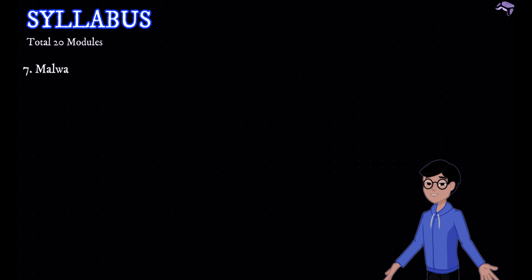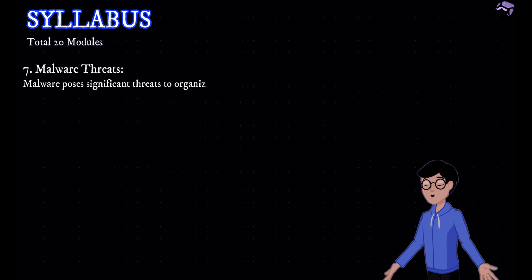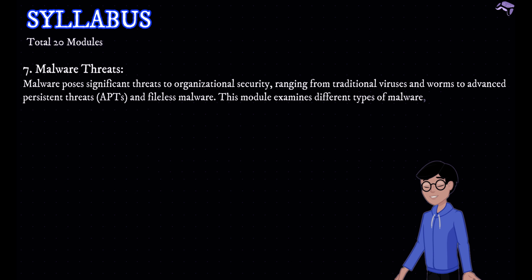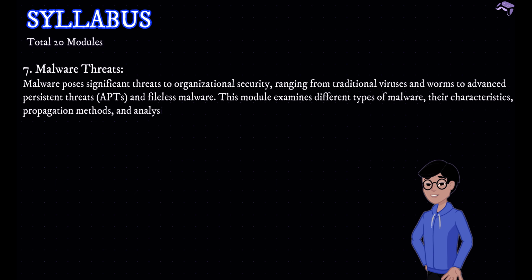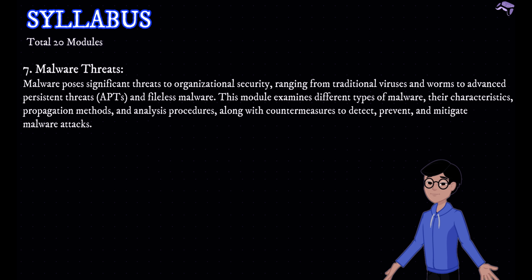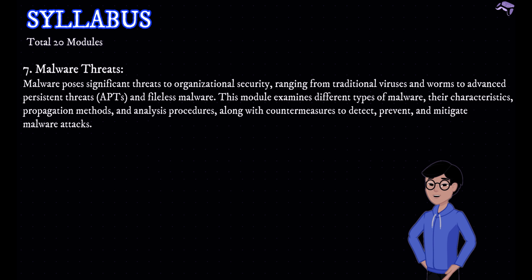So, in continuation of our previous module, we are having our seventh module, that is malware threats. Which means that it poses significant threats to organizational security, ranging from traditional viruses and worms to advanced persistent threats and fileless malware. This module examines different types of malware, their characteristics, propagation methods, and analysis procedures, along with countermeasures to detect, prevent, and mitigate malware attacks. Also, we can say that malware is like a virus spreading through a community.